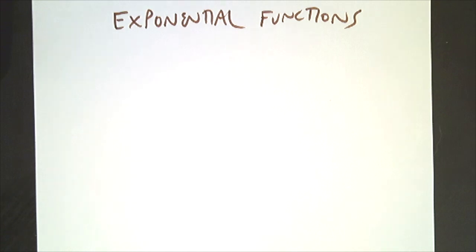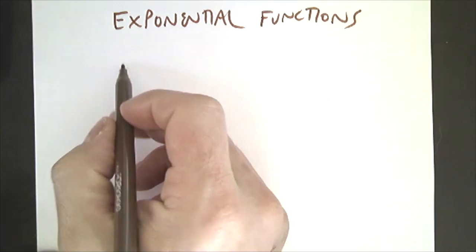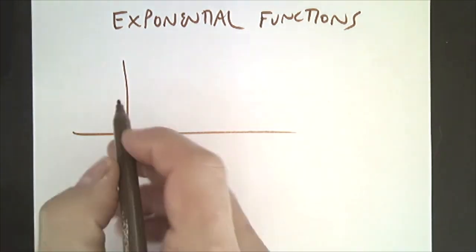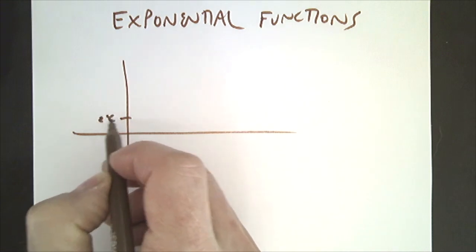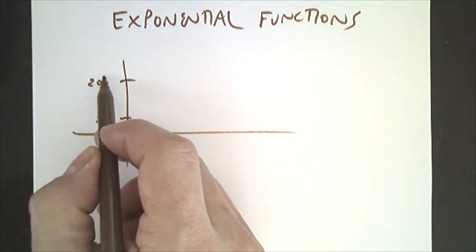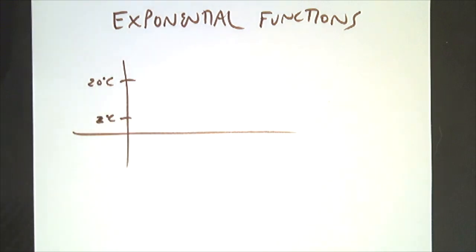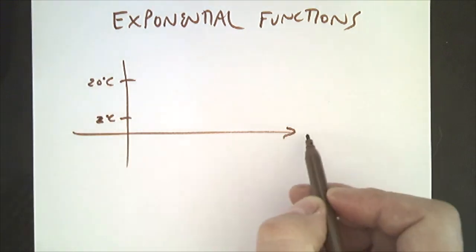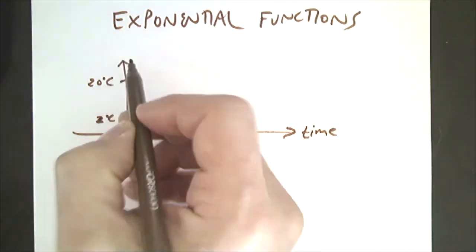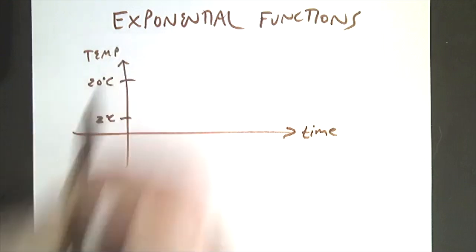Exponential functions. Let's start with an example. Let's say that you have your cold kombucha and you bring it out from the fridge. The fridge is 2 degrees, so we bring it out from the fridge at 2 degrees Celsius, and room temperature is about 20 degrees Celsius. What's going to happen over time to the temperature of that kombucha?